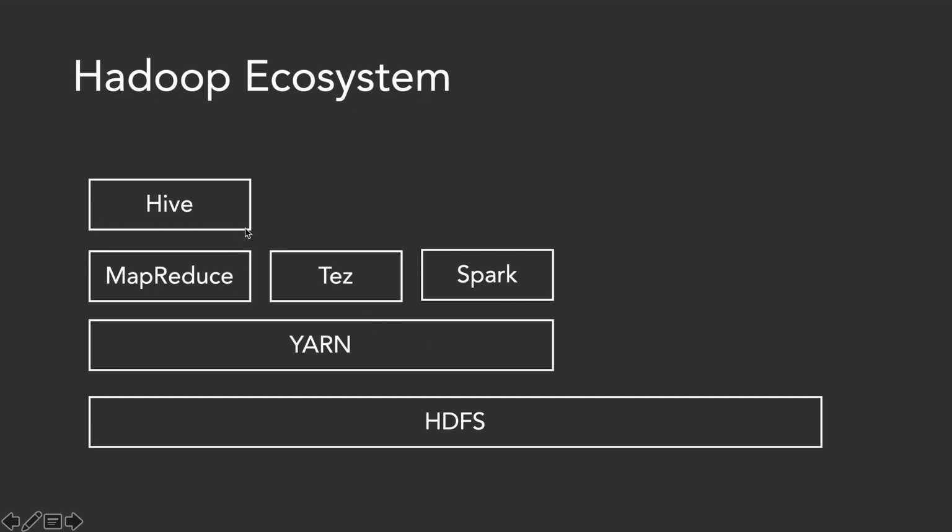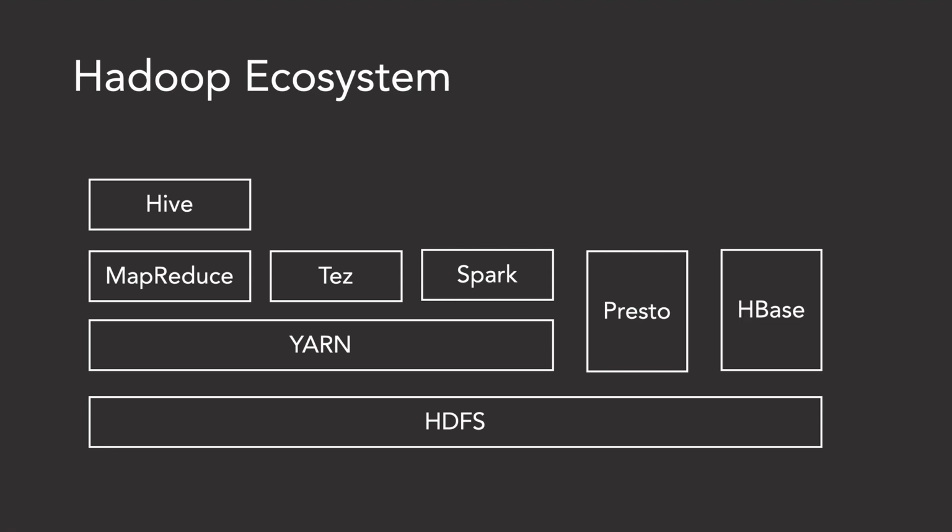One interesting thing that I have missed here is that Hive can run on top of these also. There are other frameworks and execution engines that do not use Yarn at all. They run directly on top of HDFS, like Presto and HBase. These execution engines do not use Yarn as their resource manager.